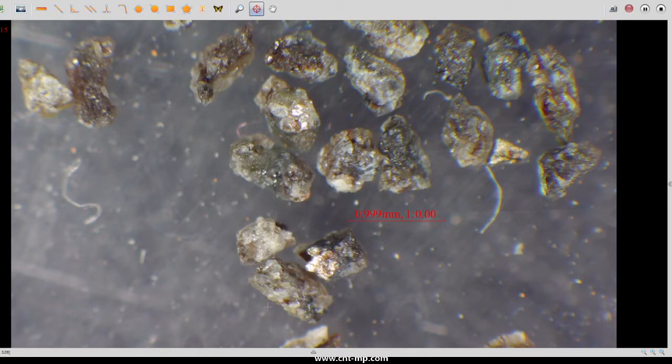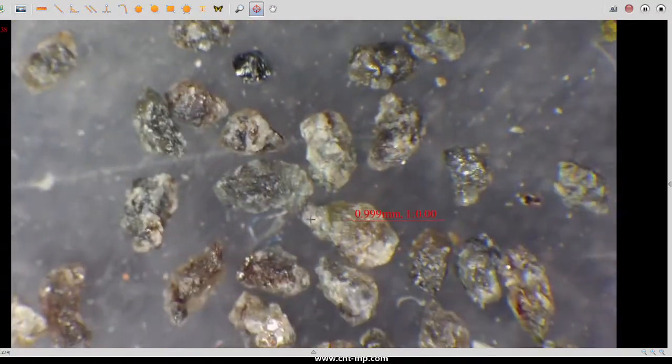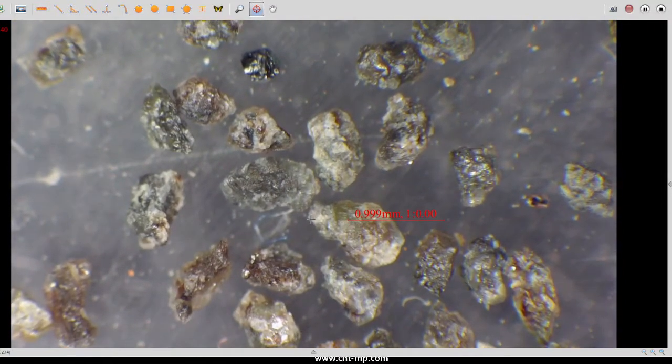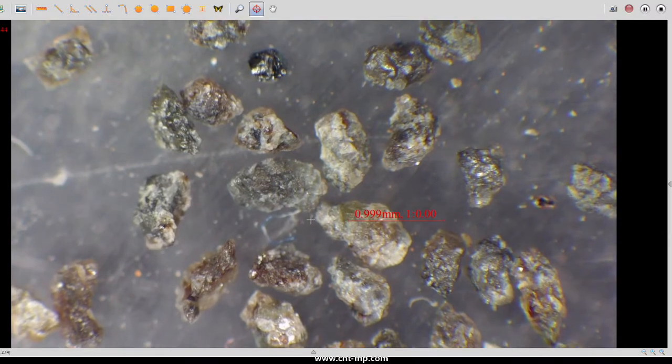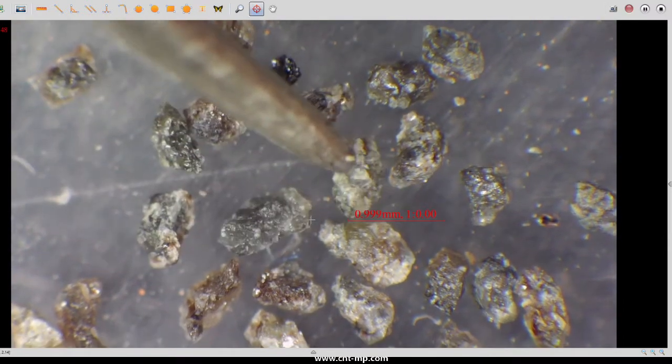So what we see here, in this fraction, most of the sulfides still stay as inclusions with pyroxenes, with plagioclases, but they are still heavy, and we see that most of the grains look like intergrowths.